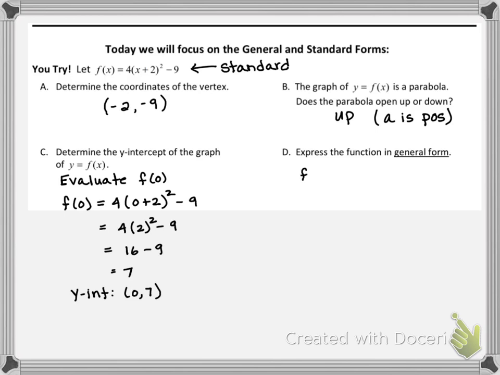So f of x equals 4 times x plus 2 squared minus 9. Can I distribute that 4 first? No, because I have to do exponents before multiplication. And so we're going to write this out as x plus 2 times x plus 2.